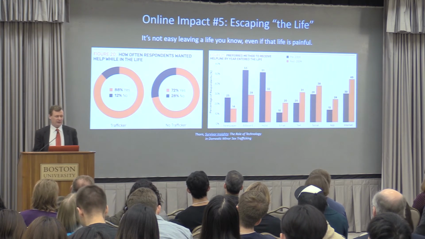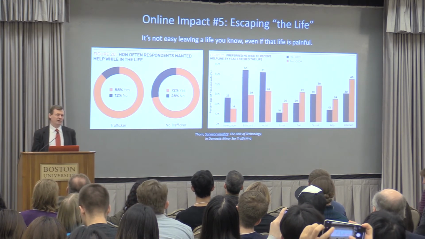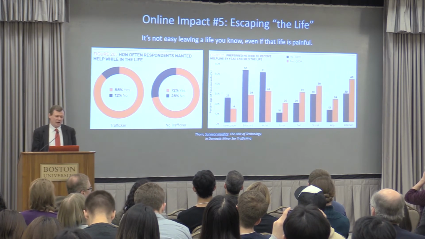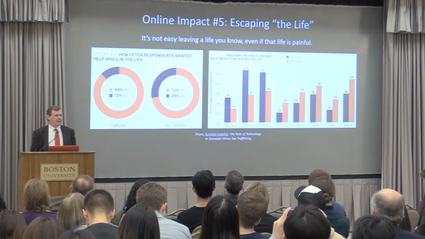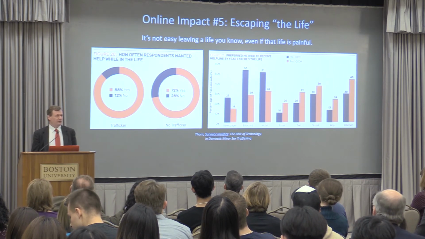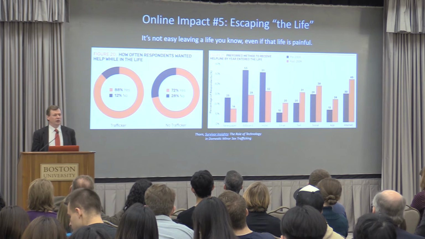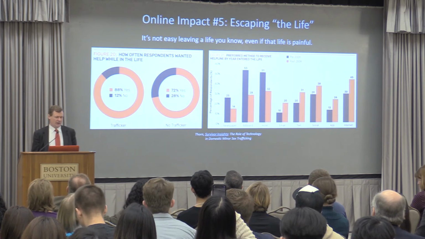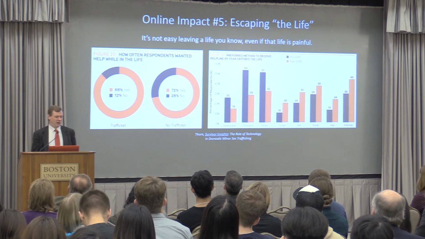And what about escaping the life? Not everyone has a trafficker, but even those who don't have traffickers, who are in the life, maybe it's webcams or something else, 72% of them in this particular time slice actually wanted help at some point. They wanted a way out, but they didn't know how to get out. And if they had a trafficker, that number was much higher.